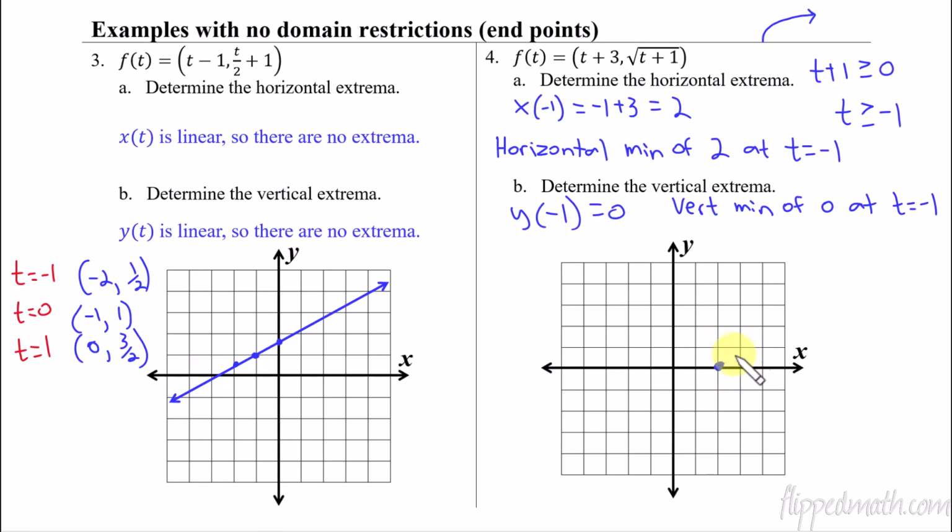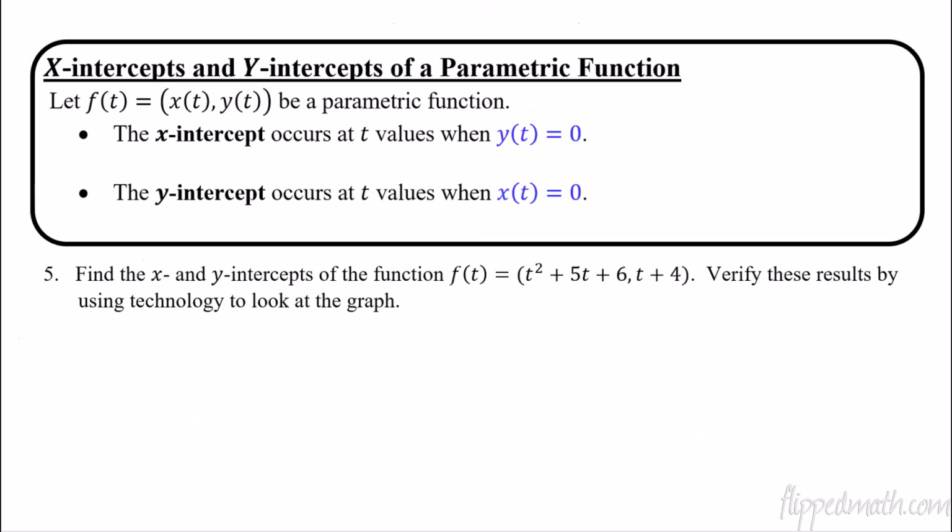And we could plug in some more t values if we wanted to get more exact, but I'm just doing a quick little sketch to show us what it looked like, just to see the vertical min and the horizontal min. Okay, that was a lot for this. Last thing we got to look at is the x and y intercepts. This is actually pretty quick and easy.